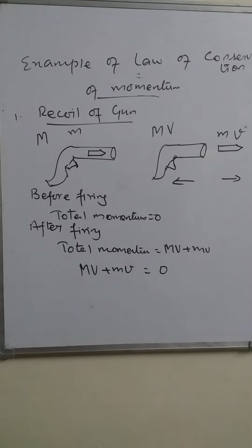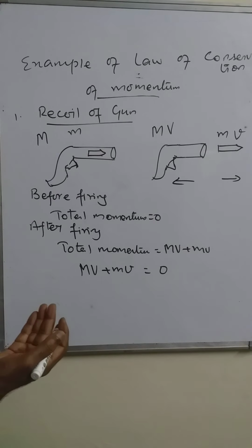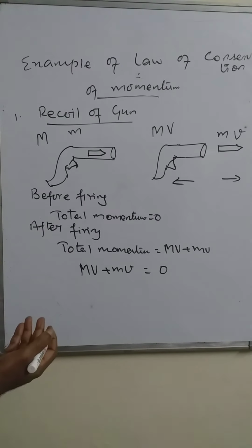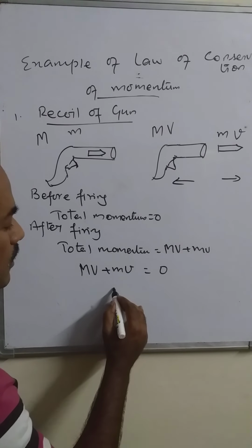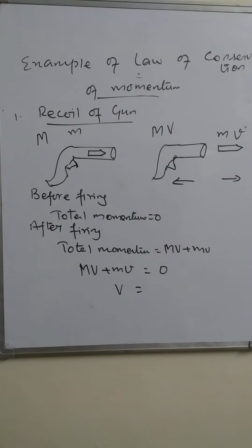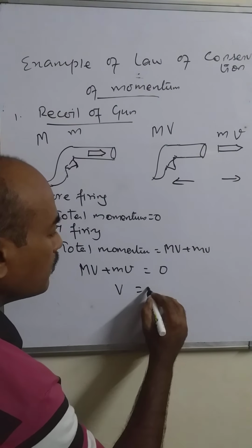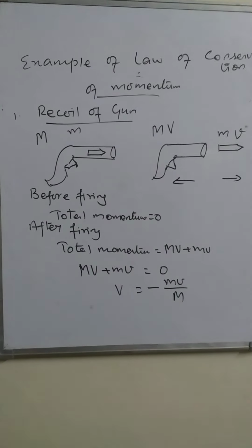Now, from this, we can obtain that if we know 3 of the 4 variables, the fourth can be calculated. Suppose V, that is the velocity of the gun, is equal to minus mv upon capital M, the mass of the gun.